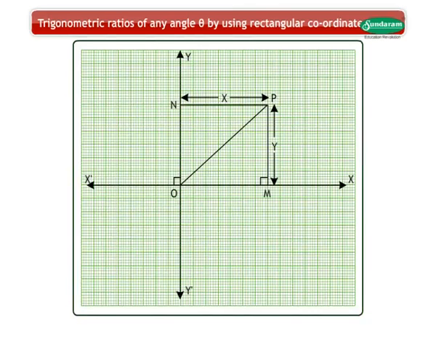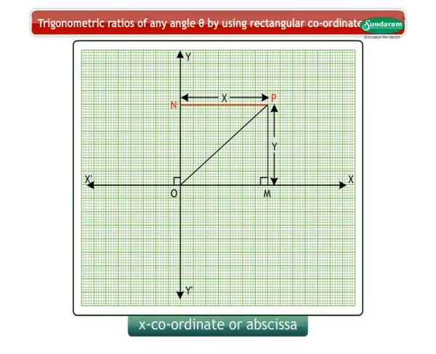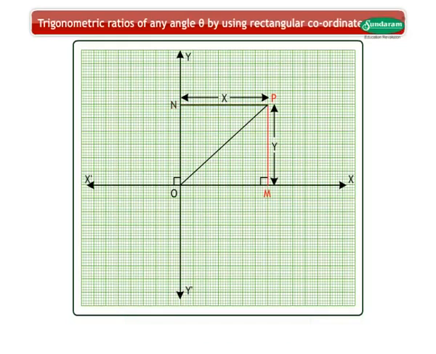In the rectangular coordinate system, if P(x, y) is a point on a plane, then the distance of the point P from the y-axis, that is PN, is called the x-coordinate or abscissa, and the distance of the point P from the x-axis, that is PM, is called the y-coordinate or ordinate.